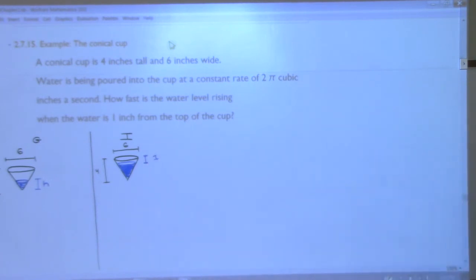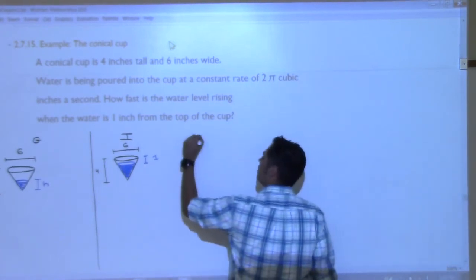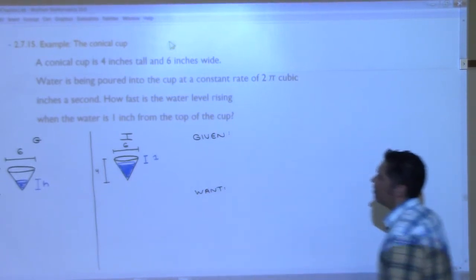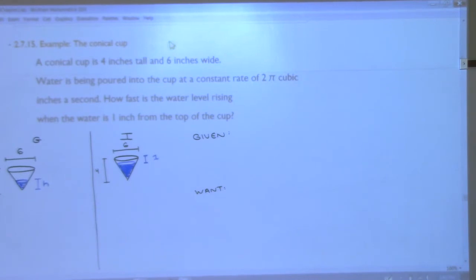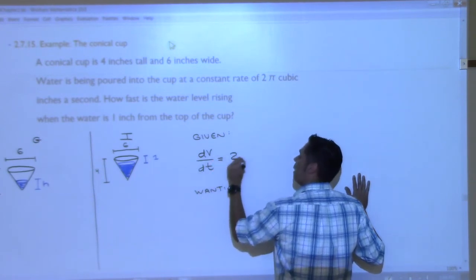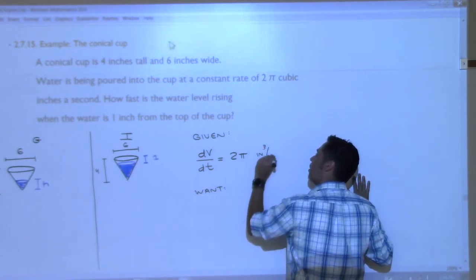All right. Let me write down what I'm given and what I want. Given, want. What am I given? A rate. Water is being poured into a cup at a constant rate. That means a derivative of 2 pi cubic inches per second. You said that was a measurement of volume, right? Yeah. So they're giving us the rate at which the volume is changing, not the height, right? The volume. So they're giving us dV dt. And it's 2 pi cubic inches per second.